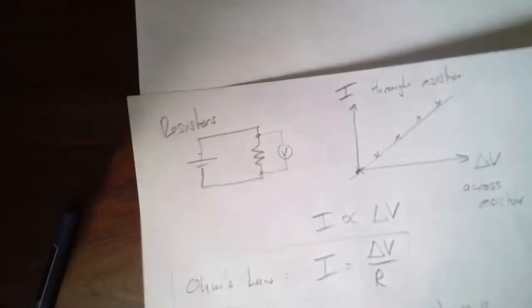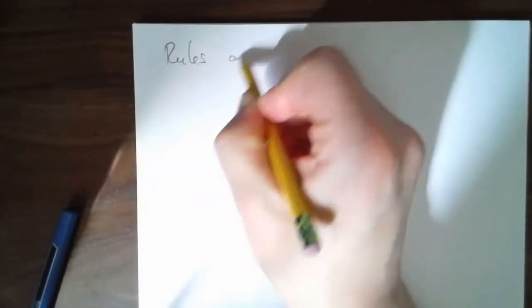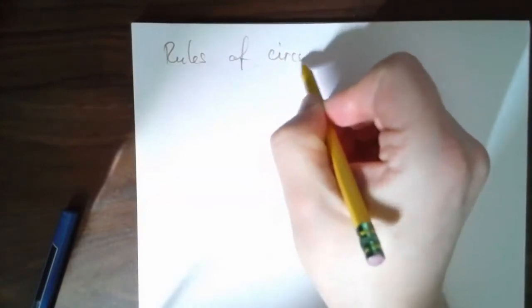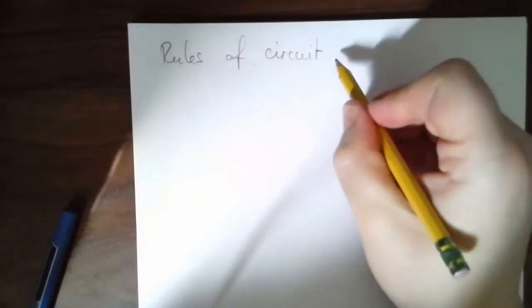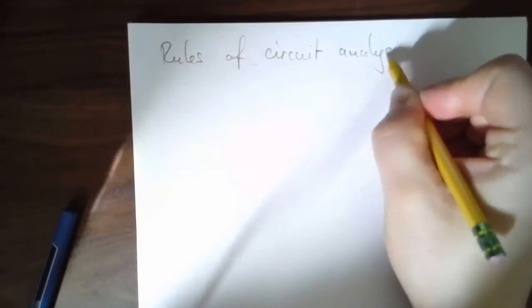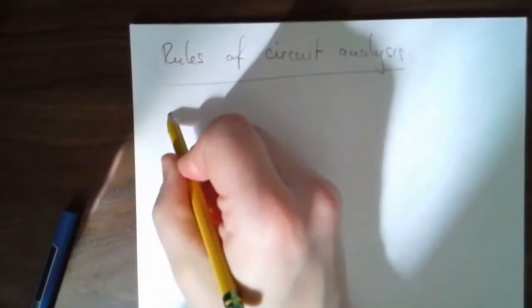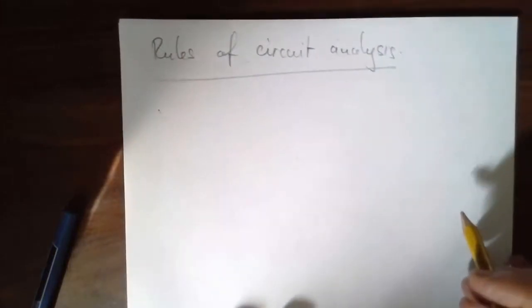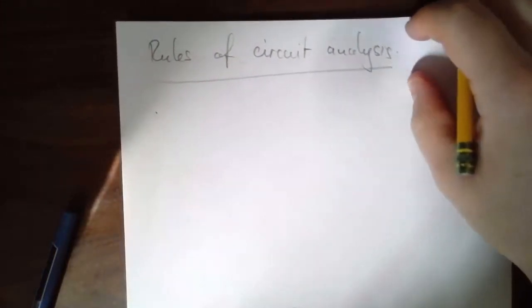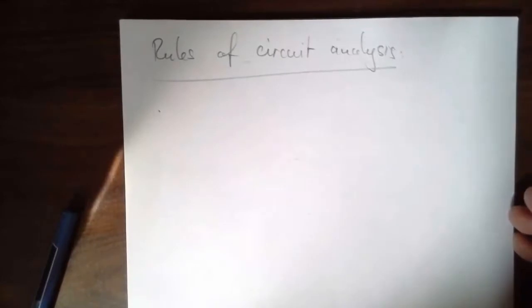So let's now look at the rules of analyzing any kind of circuit. And as I said, I'm going to do examples elsewhere. I'm just going to summarize them and explain them very briefly. The rules of circuit analysis. These are sometimes called, at least some of them are called the Kirchhoff rules, but really they just come from our understanding of what voltage and charges are.